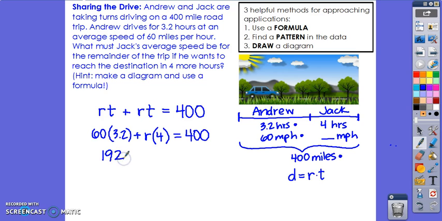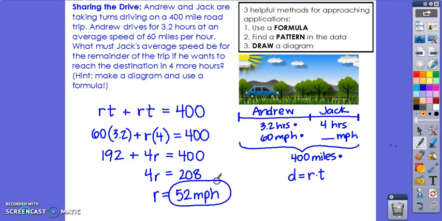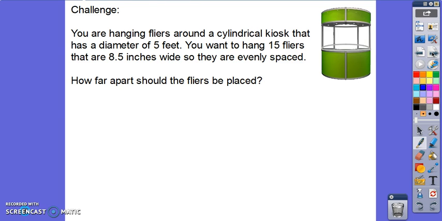192. Oh, apparently Andrew drove 192 of the miles, so turns out it's Jack that's driving a majority of the way. Doesn't matter. It helped me imagine what was going on. Divide by 4, 52. And that's a rate, so that must be Jack's miles per hour, right? Make sure you put a label on that. So I just don't want you to be afraid of these word problems. Don't just freeze up. Try writing down the information, see what you can do. This is a fun one.